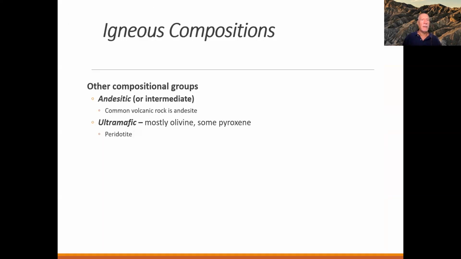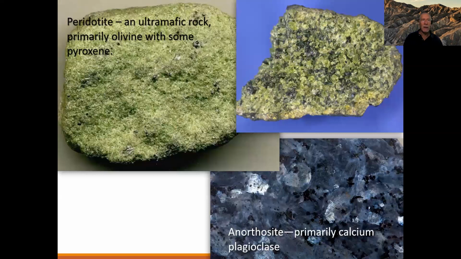And then again, we can have an intermediate composition, what we call andesitic or intermediate, and we can have ultramafic, which is even richer in iron and magnesium or calcium. So this is a couple of different types of ultramafic. This is peridotite, made almost entirely of olivine, with maybe the darker ones probably being some pyroxene in there. And this is anorthosite, being primarily made of calcium plagioclase. This blue-gray color minerals are calcium plagioclase, primarily labradorite.